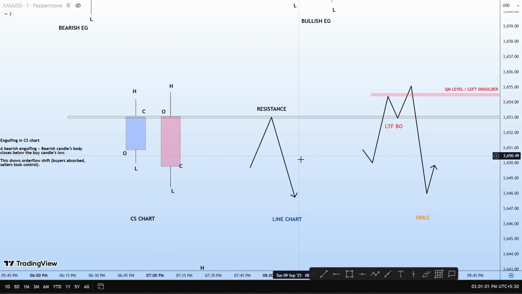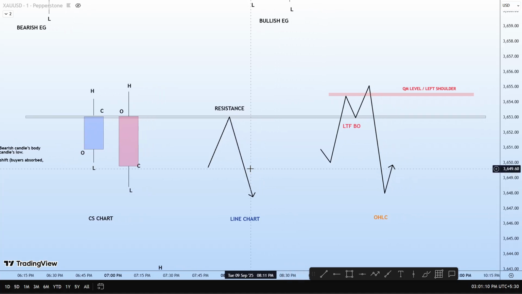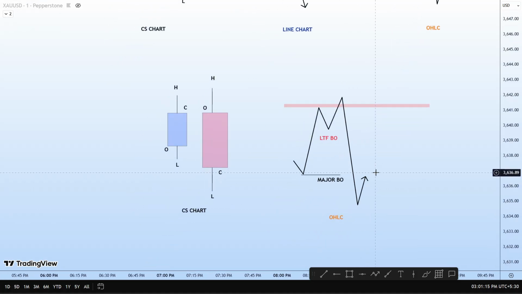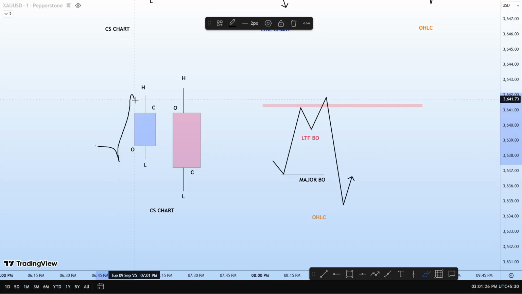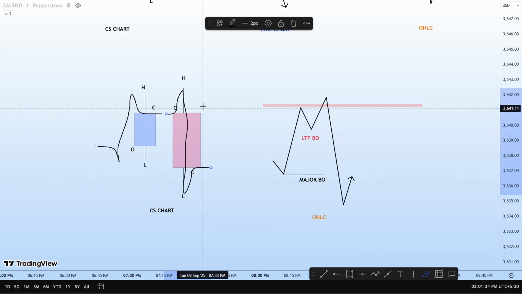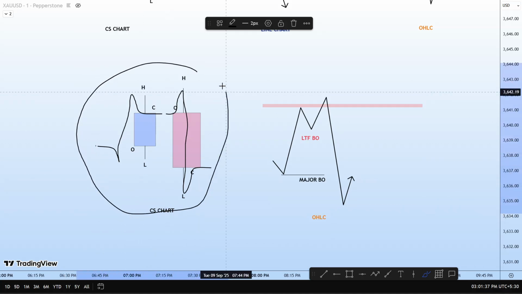A bearish engulfing sell will form at a resistance, and a bullish engulfing buy will form at a support. When we look at the OHLC perspective, if I try to mark this out, we had an open, a low, a high, and a close, and the new candlestick forms with an open, high, low, and a close. So this is the OHLC diagram of this engulfing pattern, right?